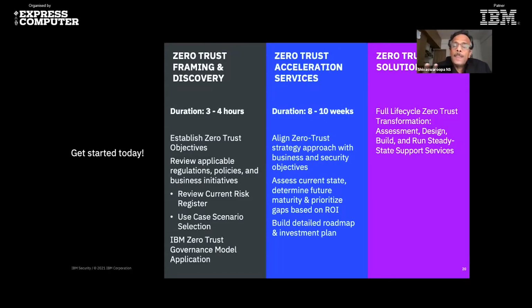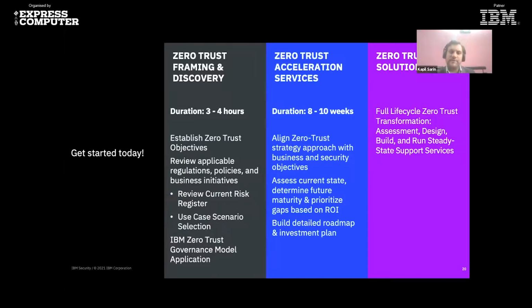And finally, IBM as a company brings together the set of services and technologies that can help our customers realize zero trust, whether it is from the solution perspective or from the services perspective. So I hope I have answered your question. Yes, Shiva, indeed you have.